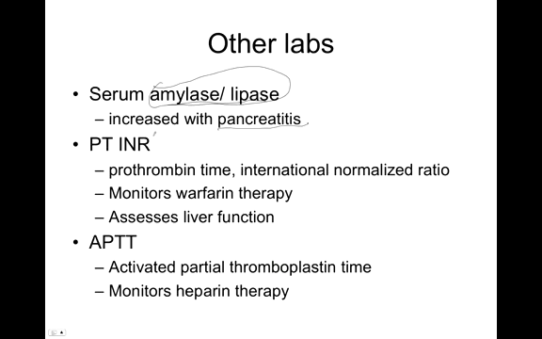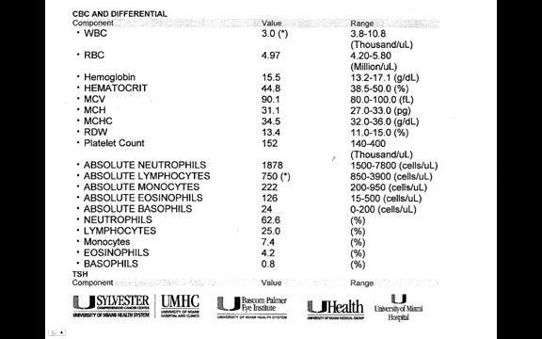Another test is a prothrombin INR. That means the international normalized ratio. It monitors warfarin therapy, which is a vitamin K antagonist. It binds up vitamin K, and it's used as an anticoagulant, and it assesses liver function as well, the PT. The activated partial thromboplastin time monitors heparin therapy. So those are two different ways to monitor clotting when they measure different things.